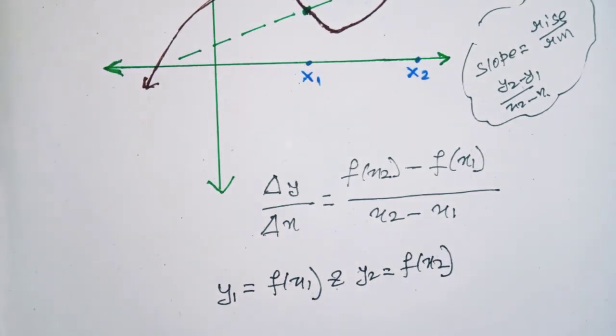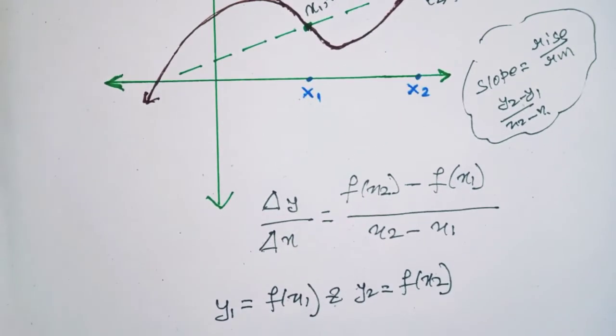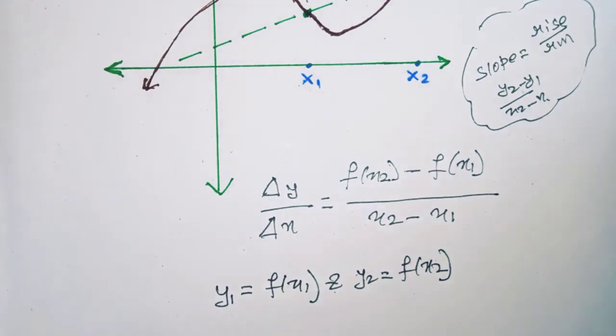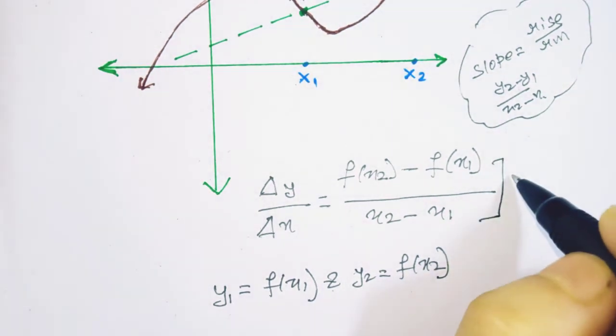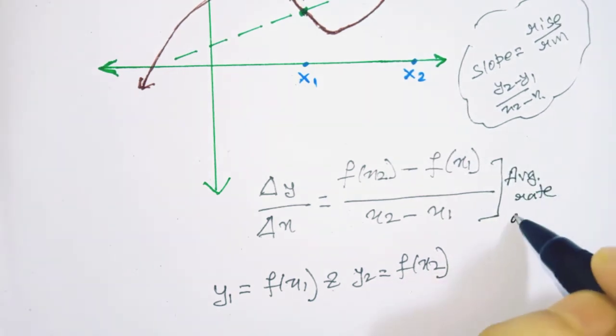the average rate of change of y with respect to x in the interval from x1 to x2 is the average rate of change of y for unit increase in x. I think it is quite clear that what we are trying to do is find the average. We know this from the earlier formula. This one is called the average rate of change.